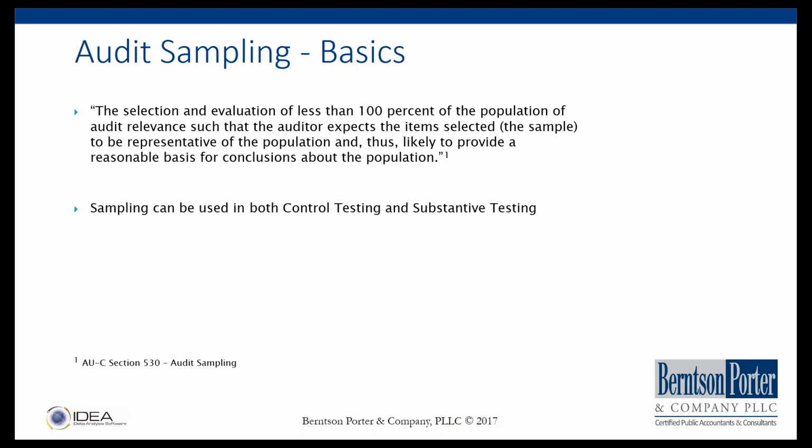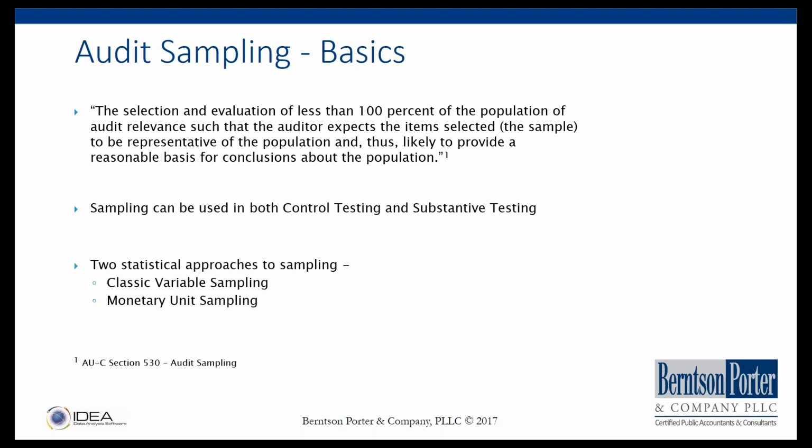So the two major statistical approaches to sampling, and there are a few others that I'm not an expert in, so I'm not going to touch on those today, but we're going to talk primarily about classical variable sampling, which is commonly referred to as your random sampling or your stratified random sampling. And this is a theory that if you just pick randomly throughout a population, theoretically your selection should represent the whole.